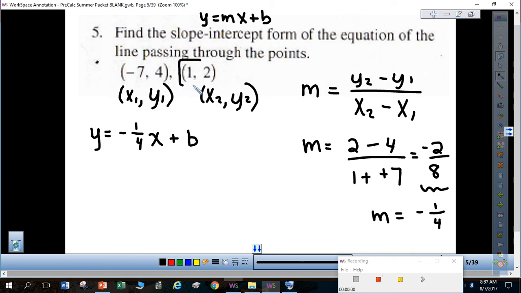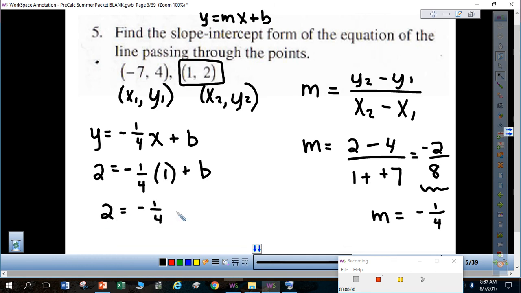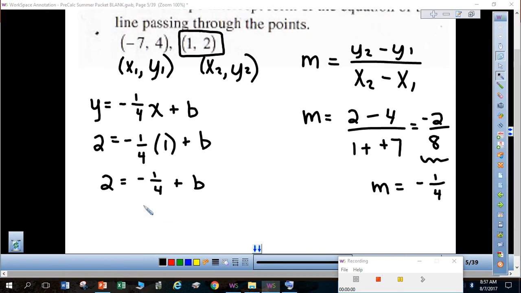So if I choose this point, I'm going to plug in 2 for y, and I'm going to plug in 1 for x. And notice how now we've turned it into an equation that just has one variable, b, which is the y-intercept, which we'll be able to solve for. So we get negative 1/4 plus b. In order to get b by itself, we would have to add 1/4 to both sides.